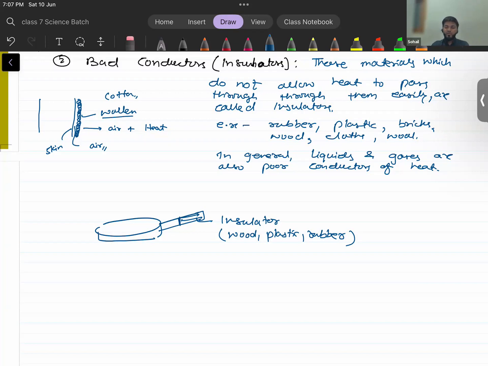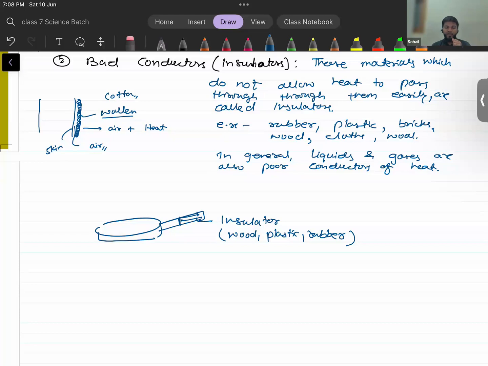There are some other uses also of these insulators. Almost all the metals which get hot, which are in some kind of uses, like whether you see a car. The handle in a car used to open or shut the door, that is also made up of some insulator.